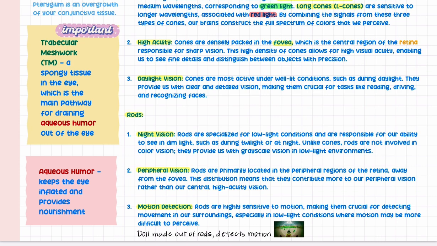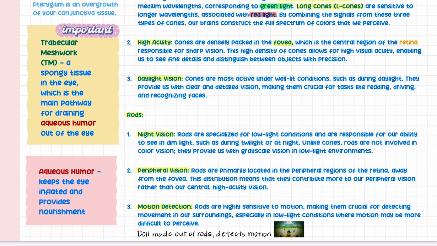Rods are highly sensitive to motion, and that makes them crucial for detecting movement in our surroundings, especially when it's dark. Because when it's dark, it makes it even harder, right, to detect motion. But thankfully, with rods, we are still able to.